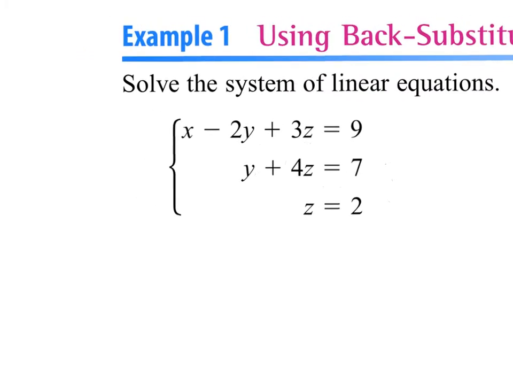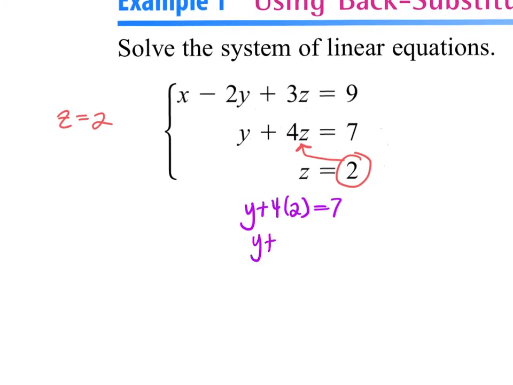So the first thing I'm going to do is over here, I'm going to write z equals 2 because they're telling me that z equals 2. So now I'm going to use back substitution, and I'm going to take 2, and I'm going to plug it in right there to solve for what letter? Okay, we're going to solve for y. Good. So I'm going to say y plus 4 times 2 equals 7. Y plus 8 equals 7. Subtract 8 from both sides, yes? Y equals negative 1. So over here, I'm just going to write y equals negative 1.